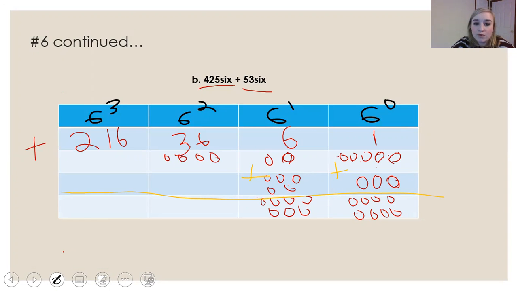So again, 425 plus 53 in base of 6. So 1, 2, 3, 4, 5, 6. Move one over. And the circle represents 6. So 1, 2, 3, 4, 5, 6. 1, 2, 3, 4, 5. That's 6. Move another one over. Now, we finally have something to add to this 4.